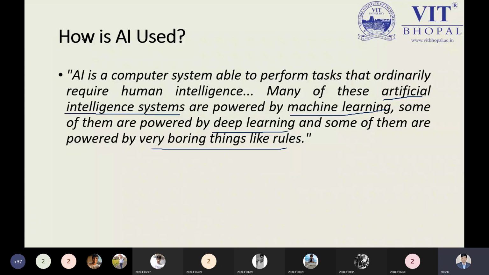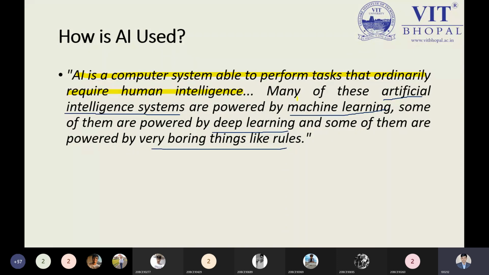And this statement is more important, so I can highlight it. AI is a computer system able to perform tasks that ordinarily require human intelligence. This is a point. Now this point is clear, how we can use the AI, and from this point we will try to understand various points.